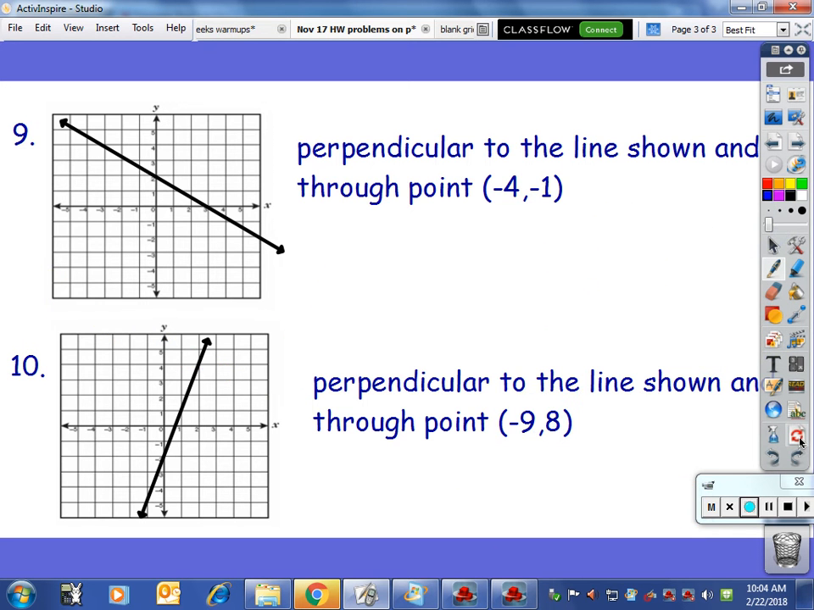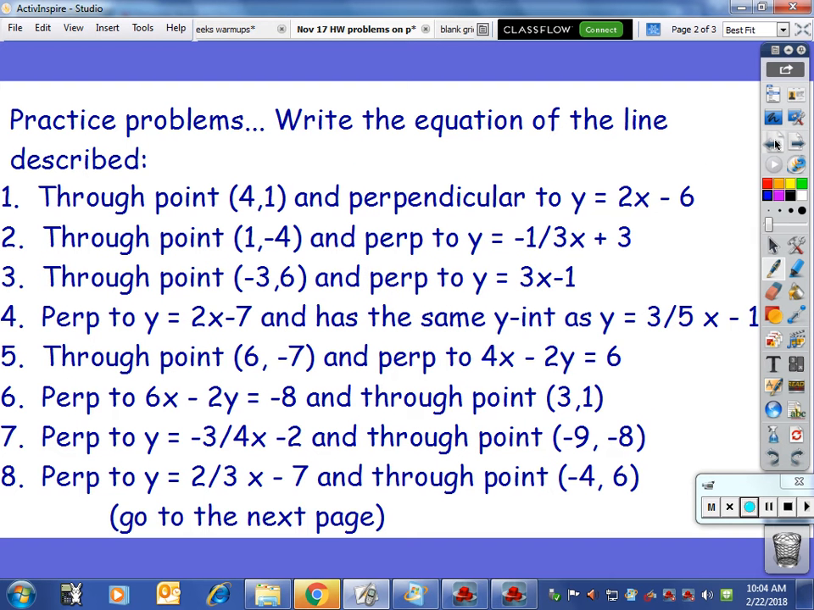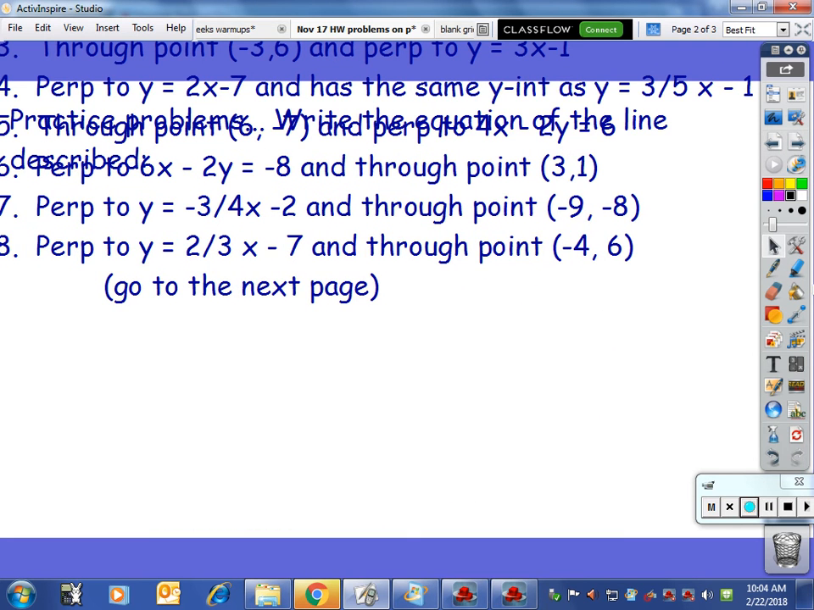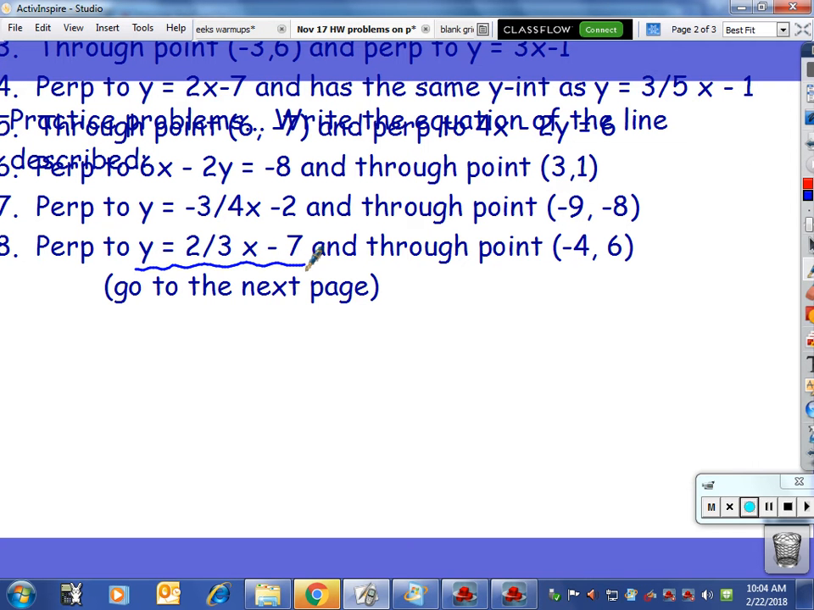Alright, anything else on the homework? Yes. Number 8. Okay, number 8, I gave you a line to be perpendicular to and a point. And I was nice on number 8. I had the line already in slope-intercept form. So what is the slope of this line I told you to be perpendicular to? Well, this slope is 2/3. So my slope, if I want to be perpendicular, better be negative 3 over 2.